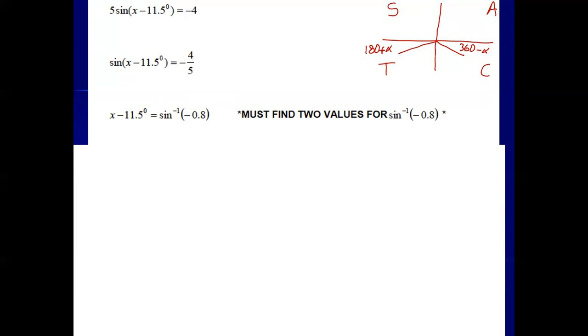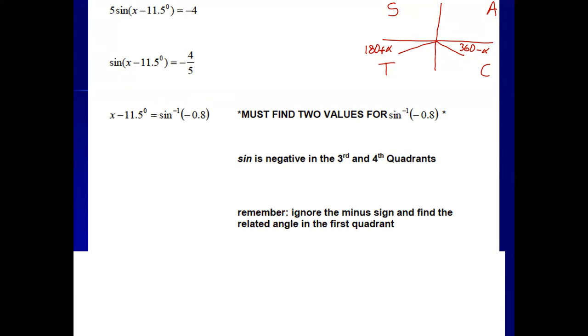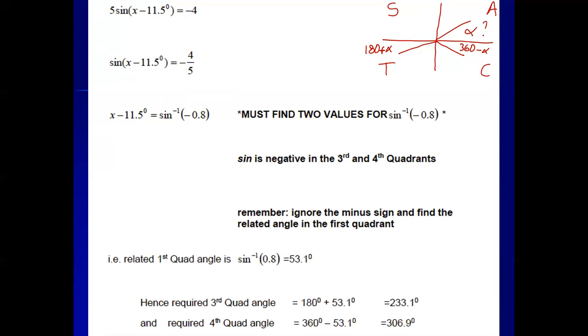You don't need to put 0.8, you can leave it at 4/5, same thing. So we need to find two values for this. Sine is negative in the third and fourth quadrant. So the first thing we do, we ignore the minus sign and find the related angle in that first quadrant. So we're going to look for alpha. Alpha is just inverse sine of 0.8, and that gives me 53.1. That's one decimal place.